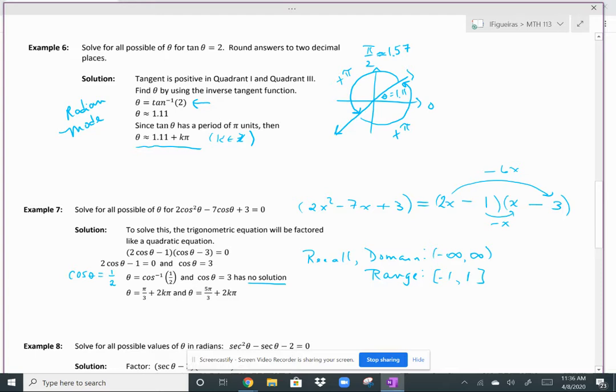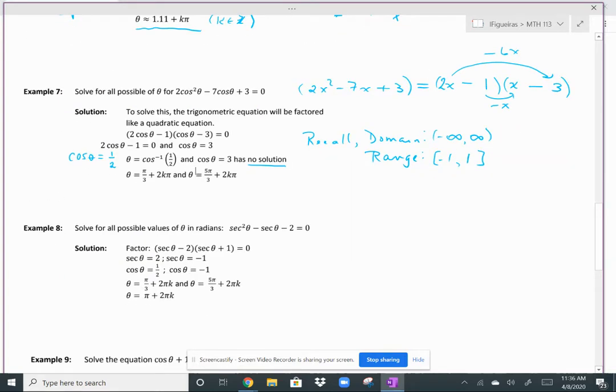Okay. So let's go on. We want to solve for all possible values of theta in radians for secant squared of theta minus secant of theta minus 2. This is also a quadratic equation. And if you thought of it in terms of x squared minus x minus 2, then you would factor that as x minus 2 and x plus 1. That would give you the factors that correspond to that quadratic equation. So think of x as your secant. So when you factor, you get what you see here. Secant of theta minus 2 times secant of theta plus 1 equals 0.